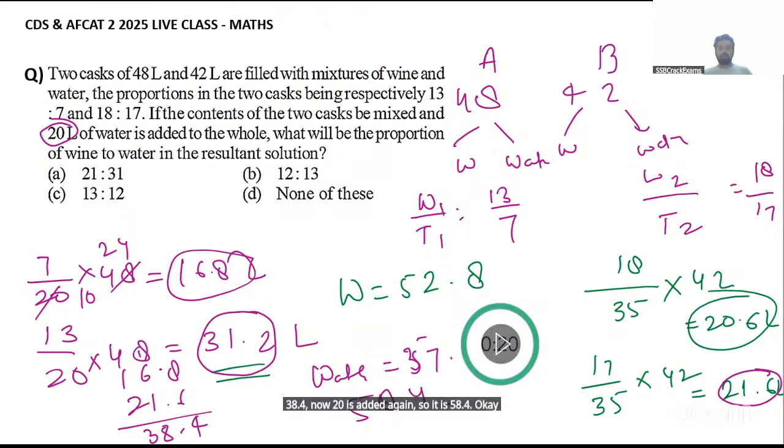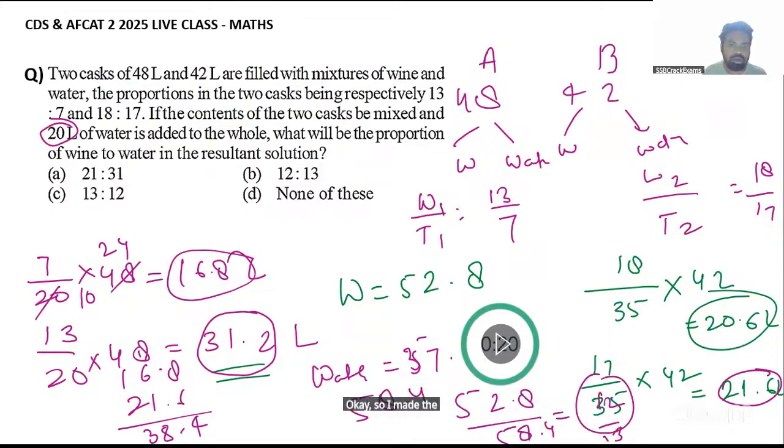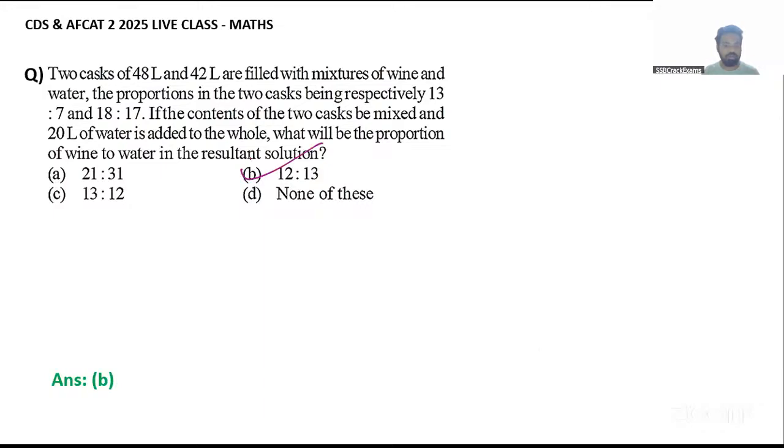Now you divide it, 52.8 upon 58.4. Now you can find the ratio. It will be approximately equal to 12 upon 13. Okay, so I made the mistake. I forgot that 20 liter of extra water was also added. So option number B is correct.